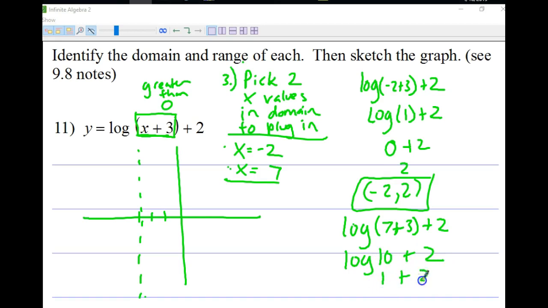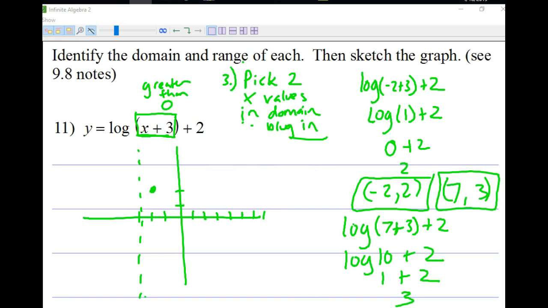Log 10 is 1, and 1 plus 2 is 3. So now when I plug in 7, I get 3. So I've got 2 other points to graph now. I've got negative 2, 2, which is here, and I have 7, 3. 1, 2, 3, 4, 5, 6, 7, and 3 would be somewhere like here. As you guys can see, there's a gradual increase, not much. Like I said, they grow very slowly. But you can see that it is bending down this way, and so we can tell that our asymptote's going like this. So there's our graph.